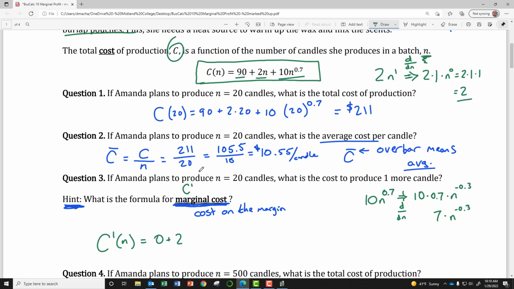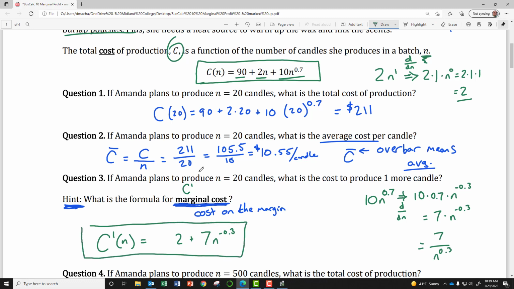And remember, what it means to be a negative exponent is that you can put it in the denominator. So this would be the same thing as 7 divided by n to the 0.3 power. So this would be plus 7, and I'm just going to leave it as 7 times n to the negative 0.3, because honestly, I like negative exponents rather than putting something in a denominator. And of course, adding 0 doesn't do anything, so we can just forget about that 0 plus part. And this would be the formula for marginal cost.